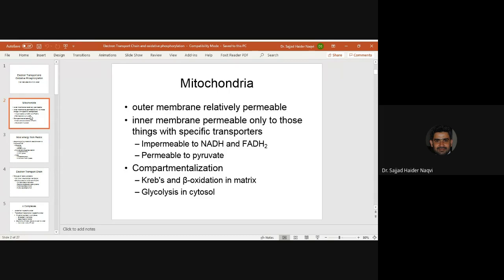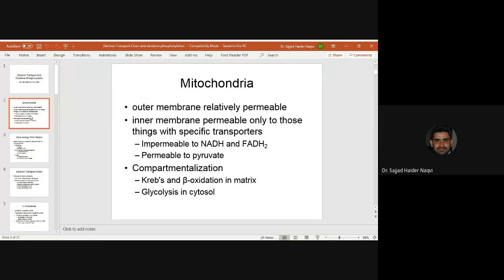In simple terms, we can say that mitochondria is the site where ATP production takes place, because as I mentioned earlier, ATP, adenosine triphosphate, is the ready-made currency of energy for us. So ATP is produced within the mitochondria, or in other words, the process of oxidative phosphorylation takes place within mitochondria.